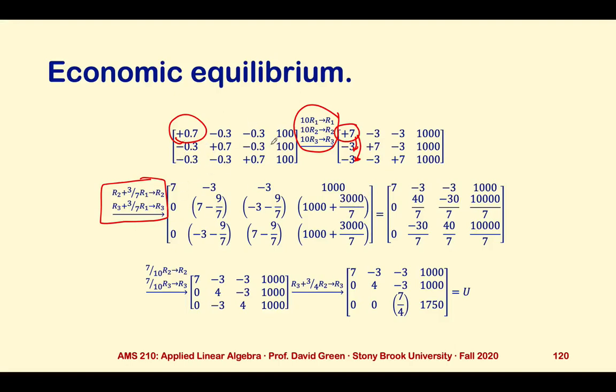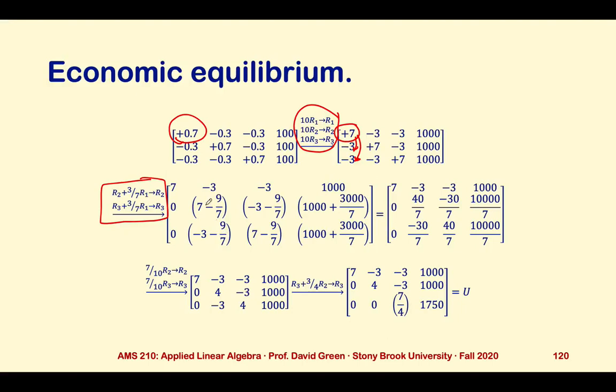Once we've done the arithmetic for the second row, the third row is easy because it's all the same numbers that we're working with. 0 in the first column, negative 3 minus 9 over 7, then 7 minus 9 over 7. So the same entries that we saw, but flipped in position. And the right-hand side is exactly the same as the one before, 1,000 plus 3,000 over 7. This is just an intermediate step.